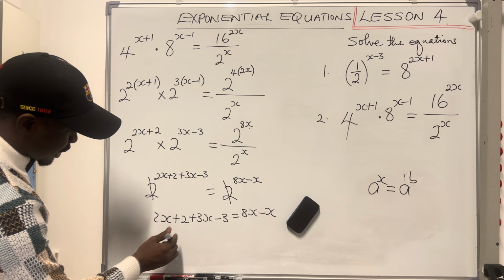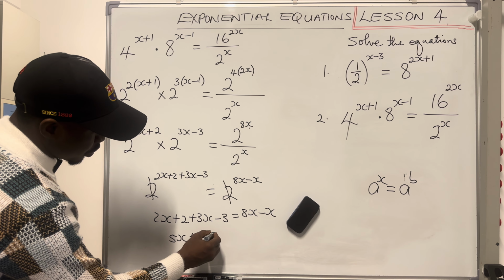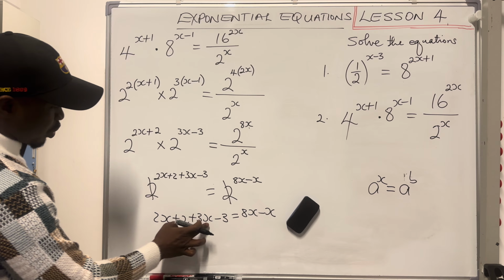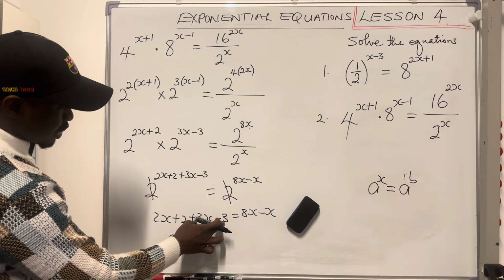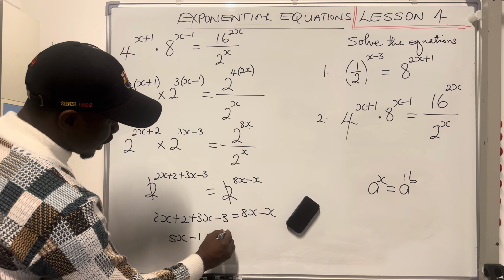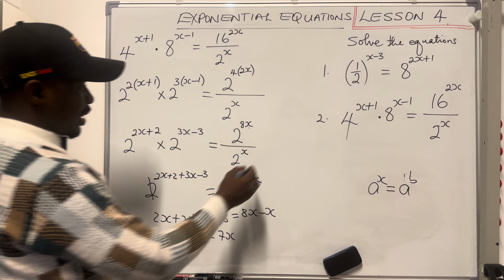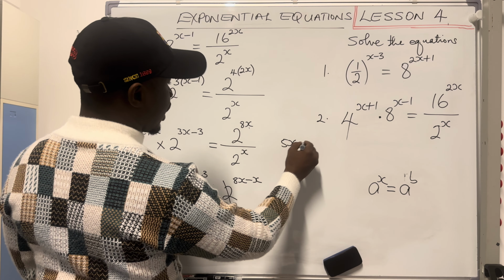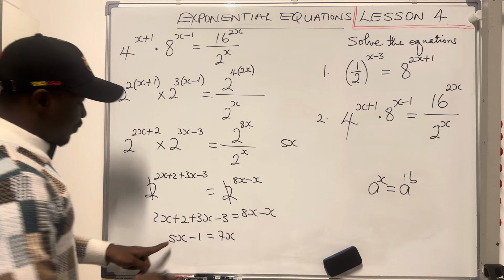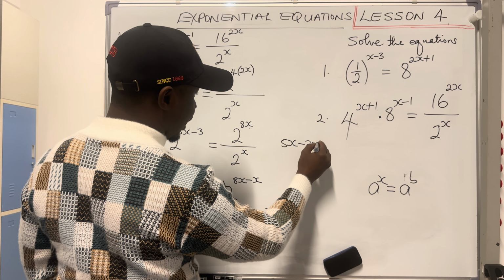2x plus 3x, 5x, plus 2 minus 3 is minus 1. 8x minus x is 7x. Now we collect like terms. This is 5x equal to 7x. We move this to this side to become minus 7x.